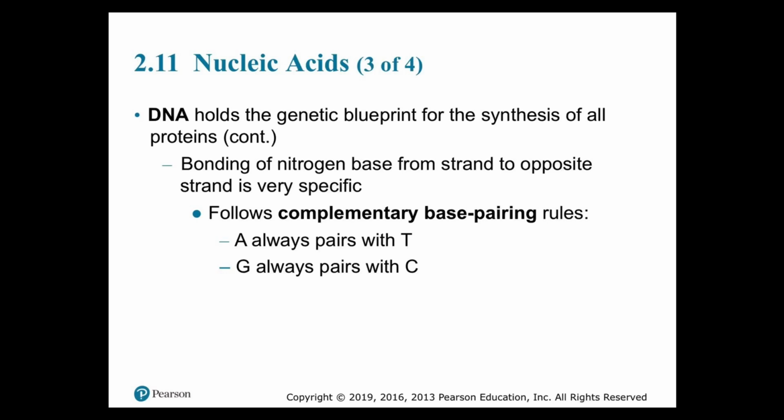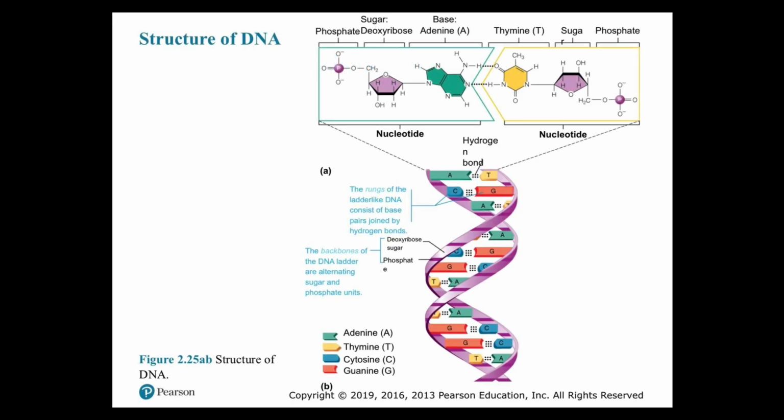Okay, so we said again that DNA holds the genetic blueprint for the synthesis of all proteins. Now, the bonding of nitrogen base from strand to opposite strand is very specific, so it follows a complementary base pairing rule. A always pairs with T and vice versa, and G always pairs with C and vice versa. So figure 2.25a and B shows the structure of DNA.